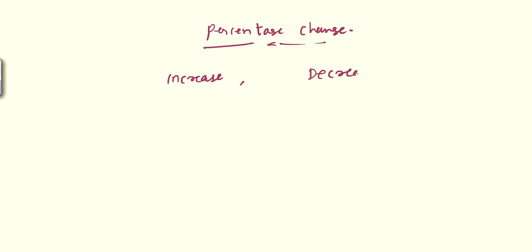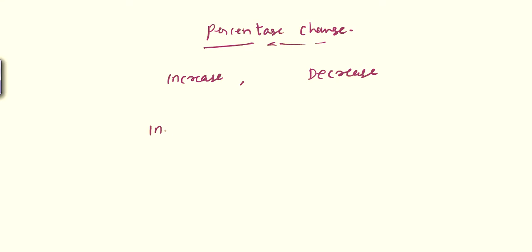Next topic is percent or percentage change. So how are we getting change in percentage? Simply, there are two ways. First, when we have an increment or increase in one quantity, then we have a change in percent in the form of increment. Then second is what? Decrease. Either increase or decrease, then we will have change in percentage.